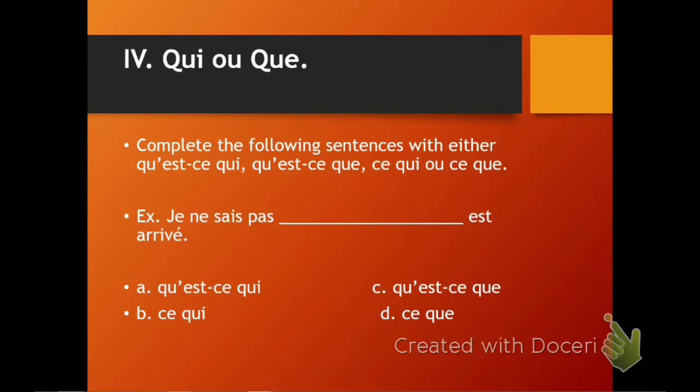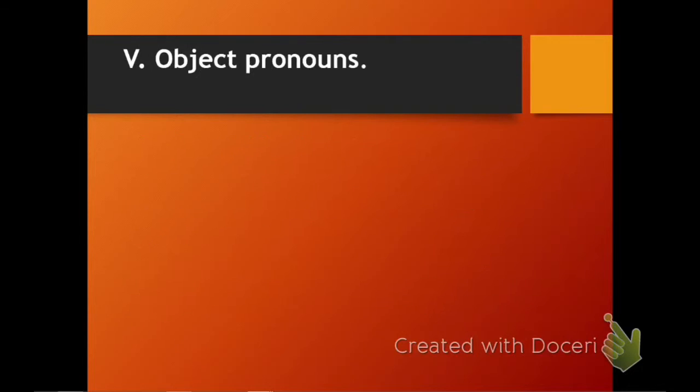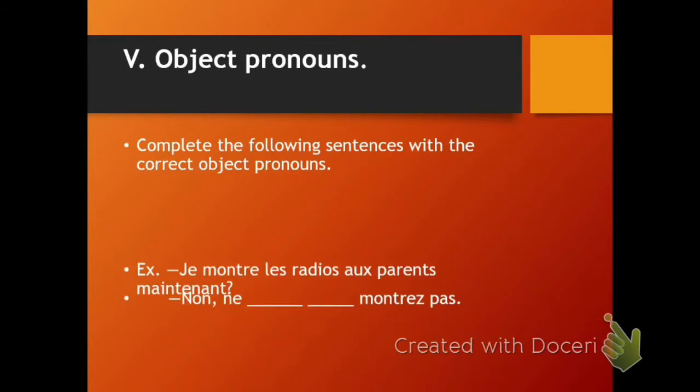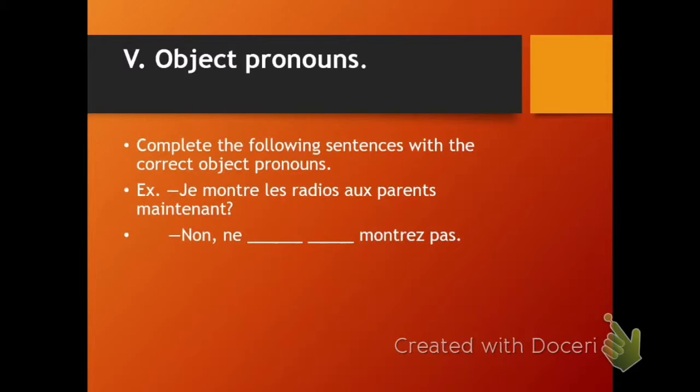Okay, let's go on to our next section. Part 5 will have object pronouns. In this section, you're going to have to complete the following sentences with the correct object pronouns. So, for example, we have je montre les radios aux parents maintenant. Non, ne, blank, montrez pas. So our choices will be A, les leur, B, le ce, C, leur les, or D, me les.